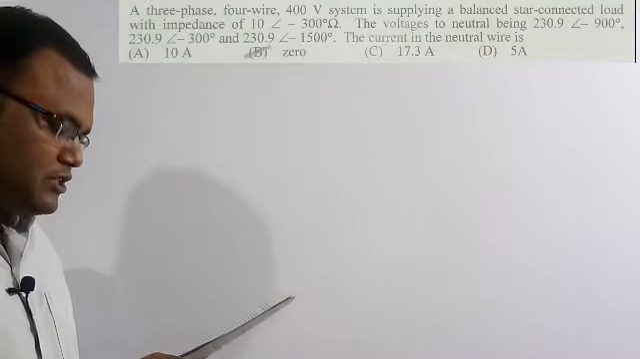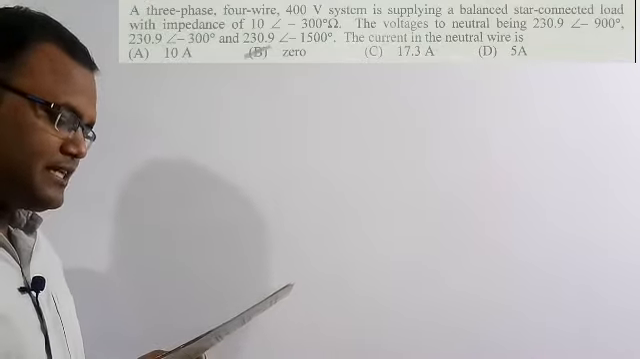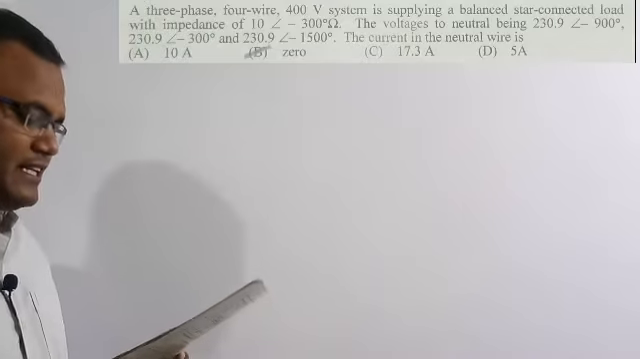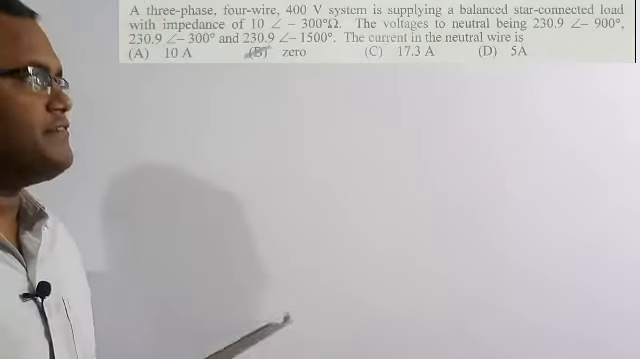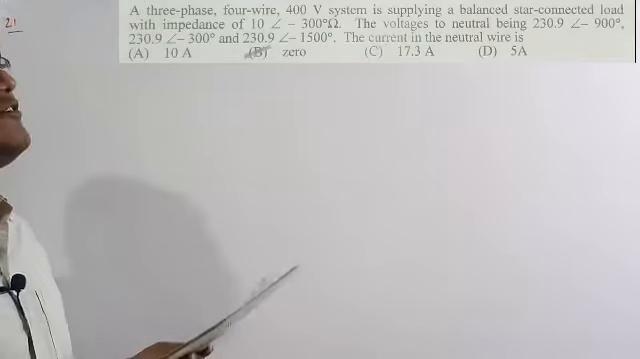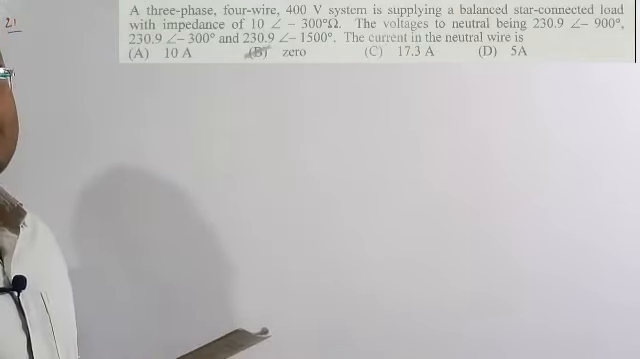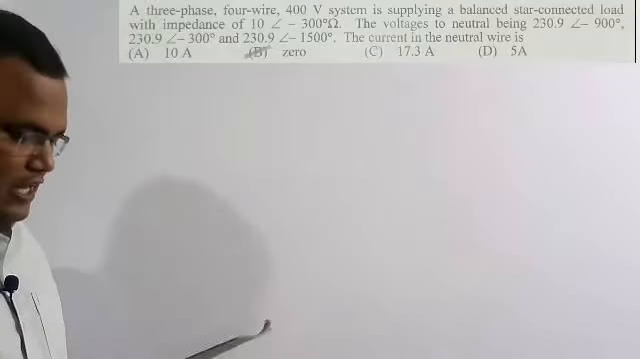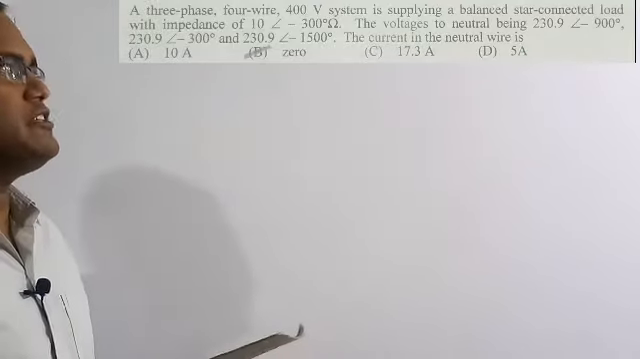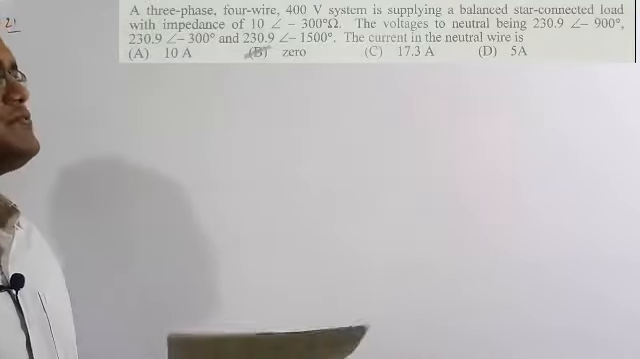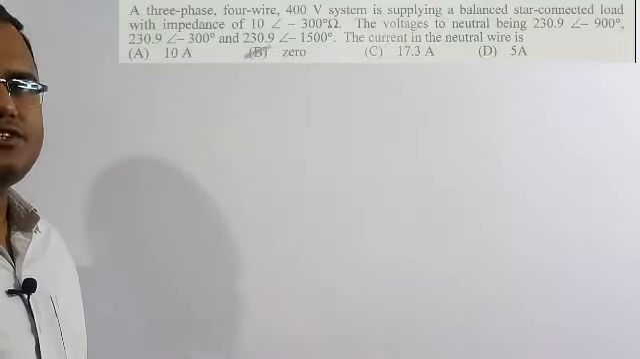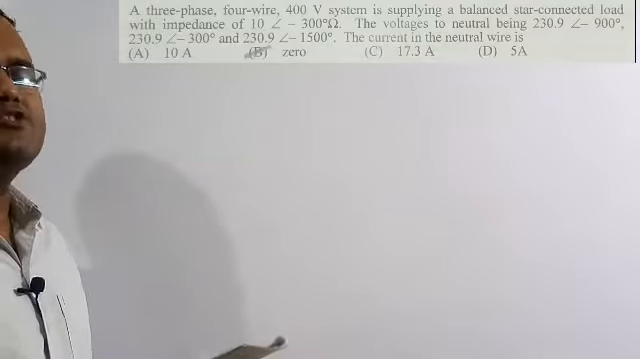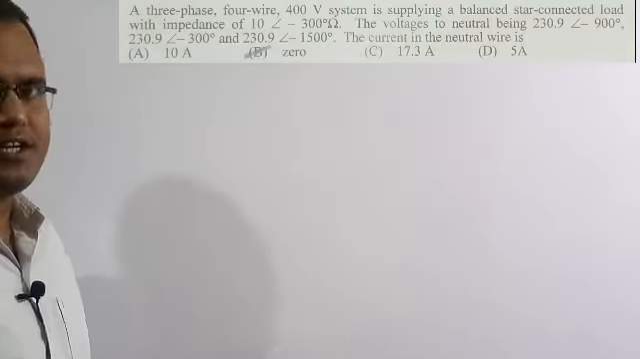And the voltages to neutral being 230.9 at an angle of minus 90 degree, 230.9 at an angle of minus 30 degree, and 230.9 at an angle of minus 150 degree. So they have given the phase to neutral voltages VAN, VBN and VCN. Now the current in the neutral wire is, so we need to figure out the amount of the current in the neutral wire. Out of the four options, option B, which is 0, is the correct solution of this question. So let's solve this numerical.